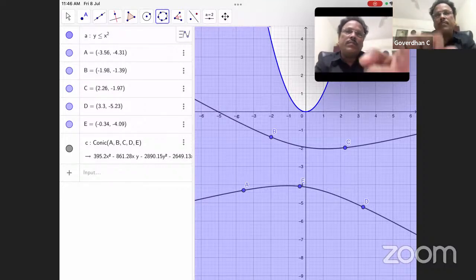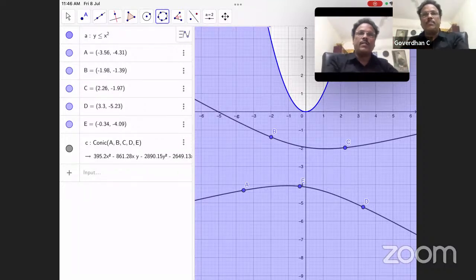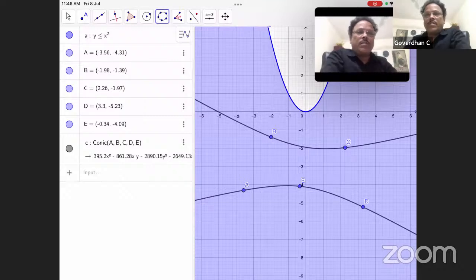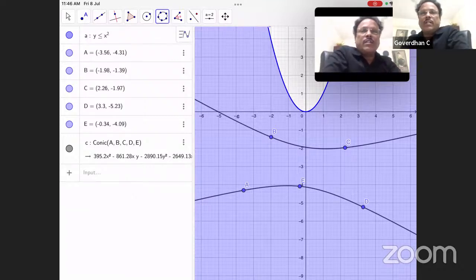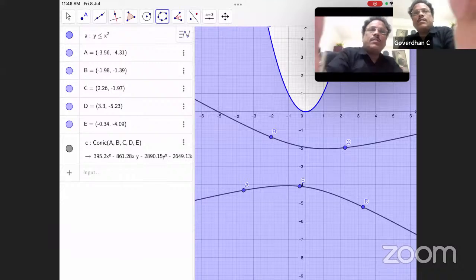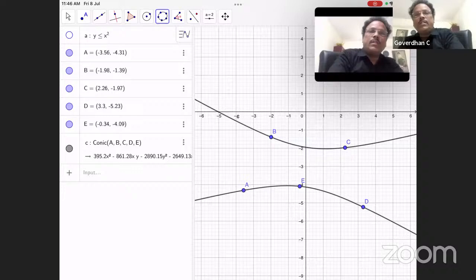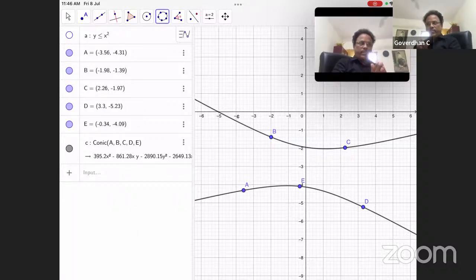In the first place, I have typed some algebraic inequality. Its geometry has been seen there as a region, and I have just taken 5 points in the plane. A corresponding hyperbola has been seen. If I hide this one, now you can see the hyperbola, right? So therefore, this is going to give you a thoroughfare between geometry and algebra.